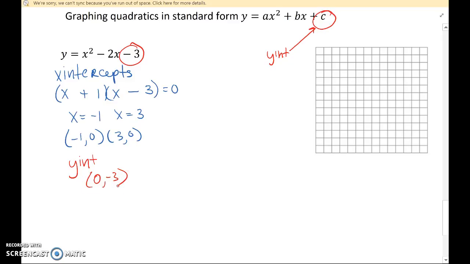And we can double check that by just plugging a 0 in for all of our x's. And so if we take 0 squared minus 2 times 0 minus 3, we'll see that 0 minus 0 minus 3 is negative 3.